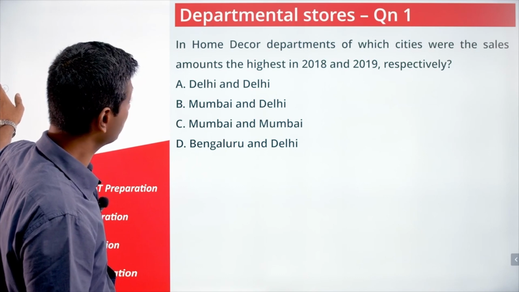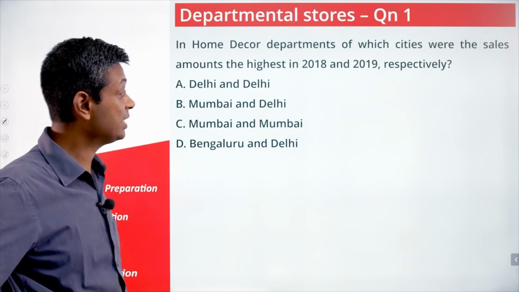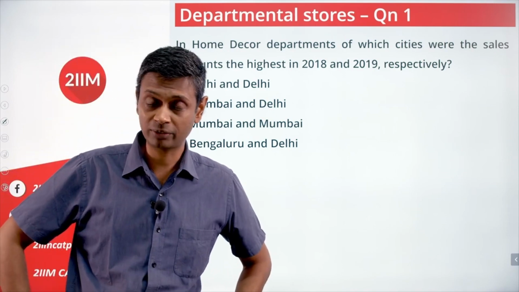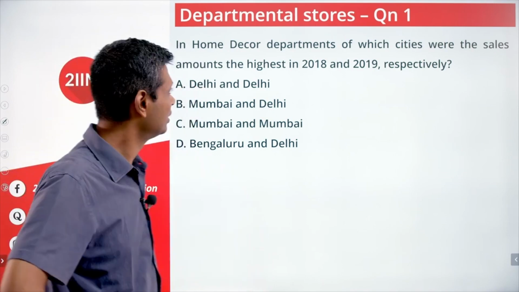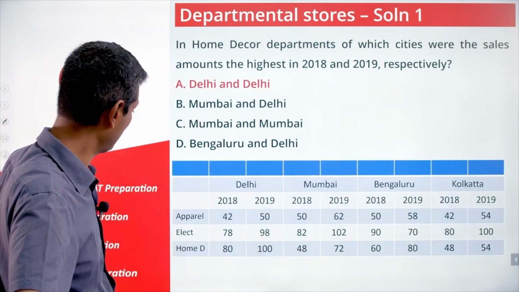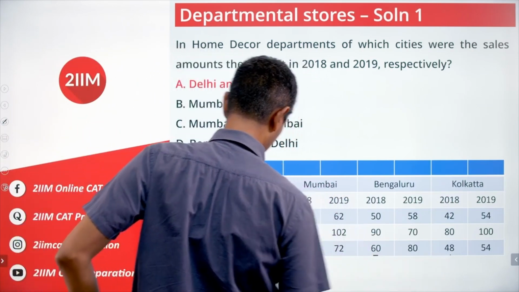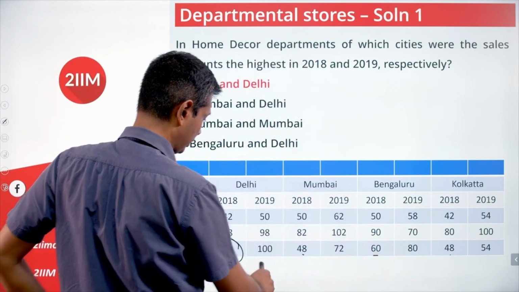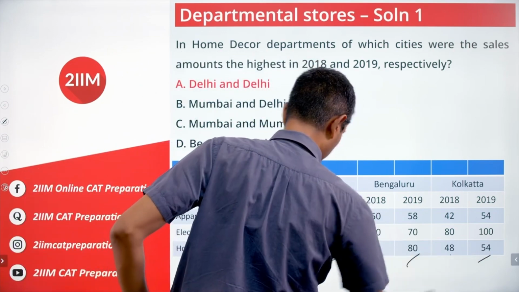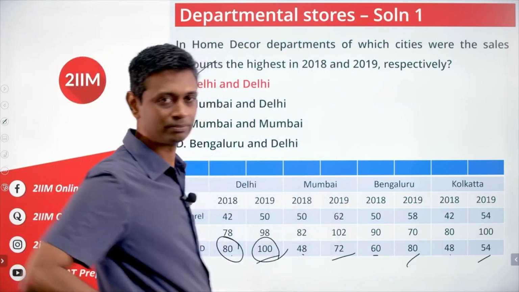In home decor departments of which cities were the sales amounts the highest in 2018 and 19? I don't remember any data point. I've not tracked city. I've just solved X and Y. Got to look at the table. Highest in 2018 and 19, home decor. 2018 highest is Delhi. 19, 100, 72, 80, 54. Again Delhi, Delhi and Delhi. Got it. Done. Simple question.